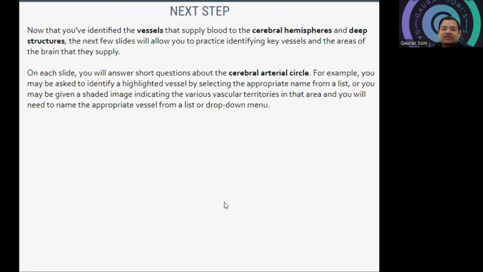So that's all for the supply of blood to the brain in a very short and lucid manner. You have to remember from where the branches are going to be formed and which area they are going to be perfusing. Thank you very much.